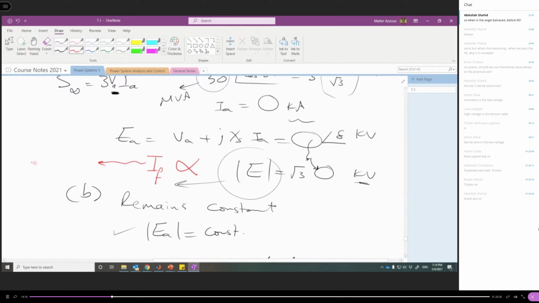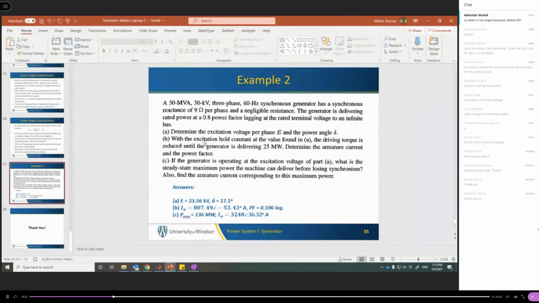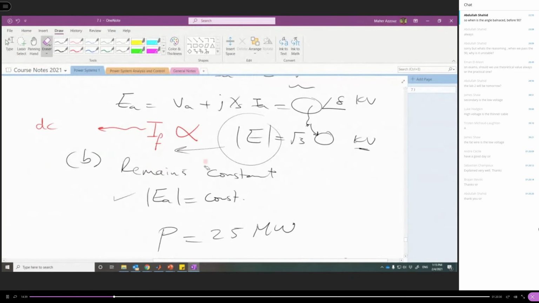This is a DC current. DC by itself is actually direct current, so it's just DC. In part B, the excitation is held constant, and this means the magnitude of E is constant. So we keep this current constant, and as a result, the magnitude of E remains constant. But the power angle could change.